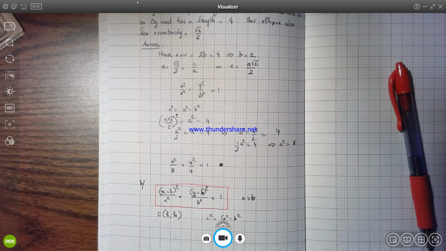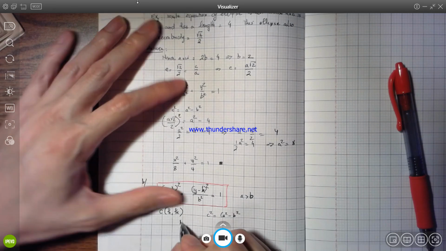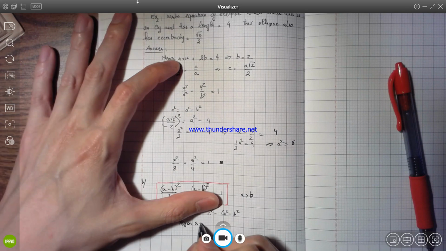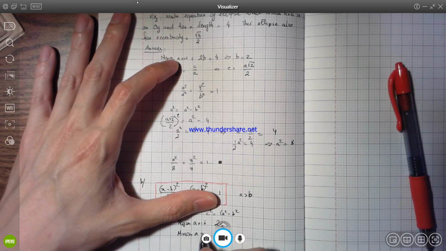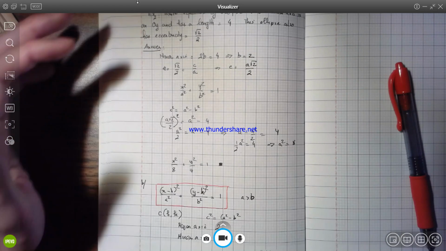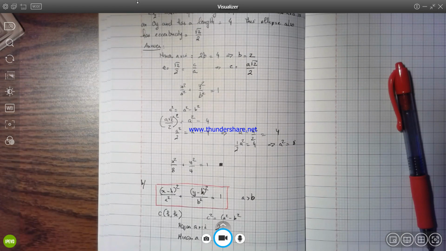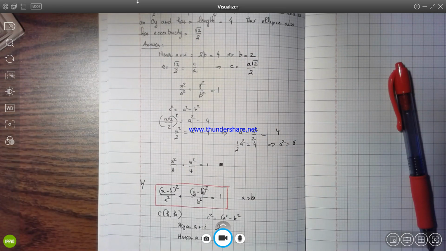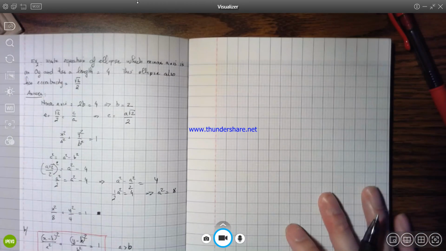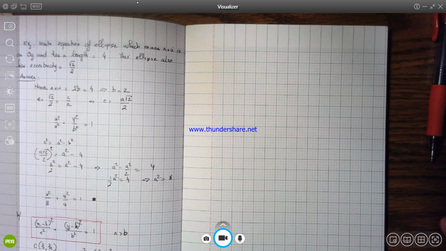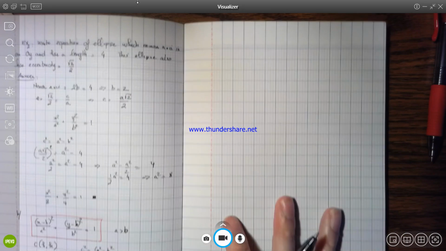Of course, the major axis is still 2a, and the minor axis is still 2b. However, the coordinate of everything will be moved because the center moved. All right, so let's go through the example when we have this type of ellipse.